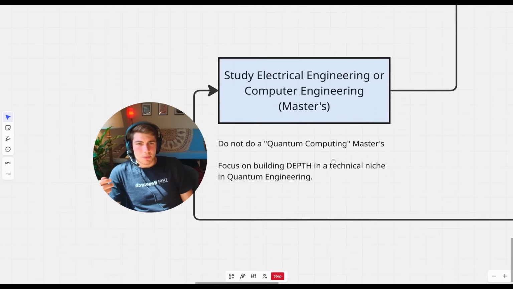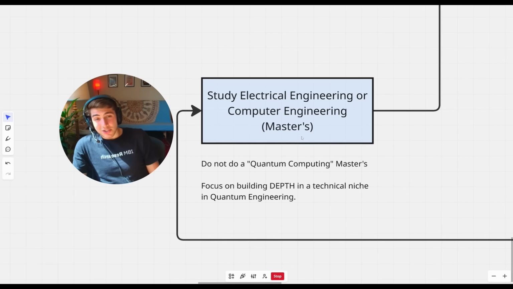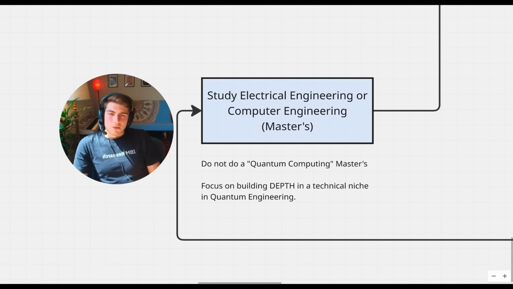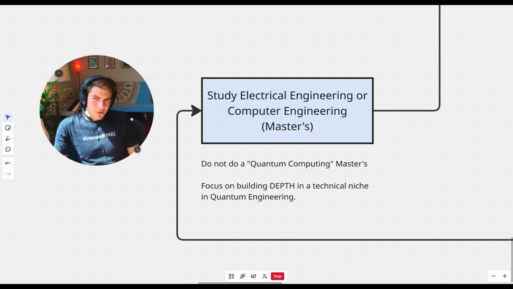And so let's go all the way back to the beginning. So now you study electrical engineering or computer engineering, but now you're getting a master's. One thing I will say is don't do a quantum computing master's. Focus on building depth in a technical niche in quantum engineering. There are tons of these quantum computing master's degrees. I think all of them pretty much cost money.